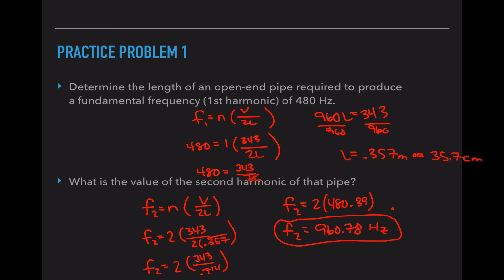Technically, since it's the second harmonic of a pipe, all I had to do was take this 480 and multiply it by 2, because first harmonic times 2 is the second harmonic, and my answer was 960. So rounding issues gives us the decimal place. Either way, both are acceptable answers.